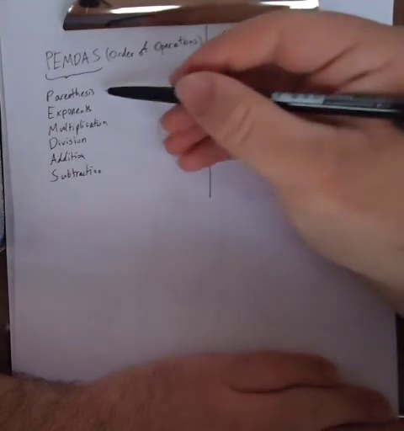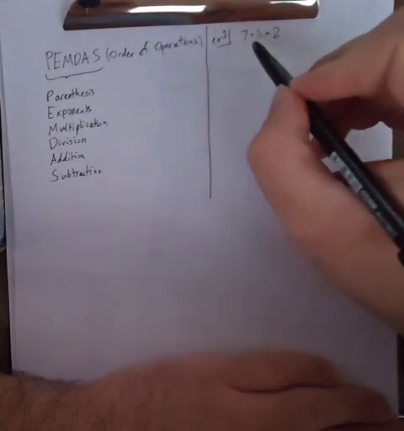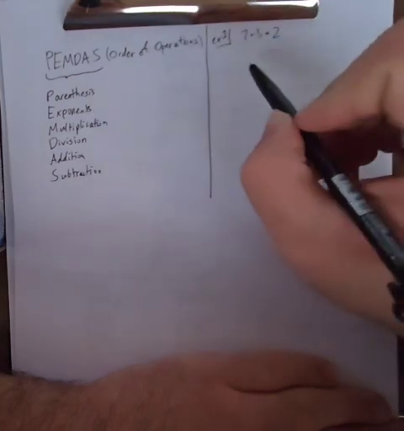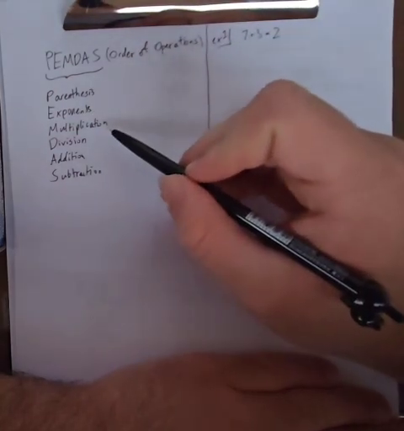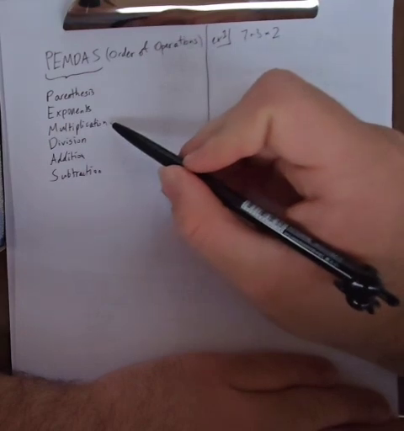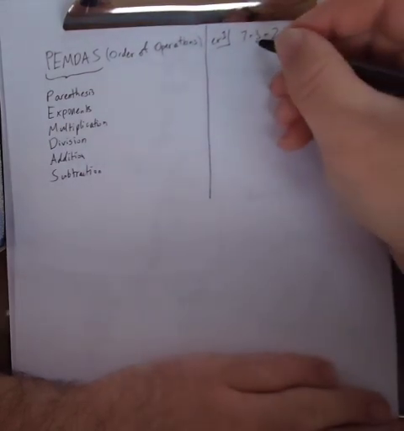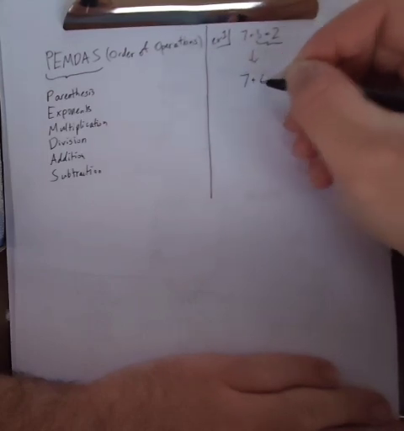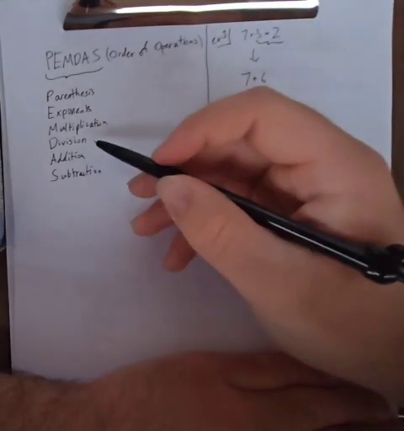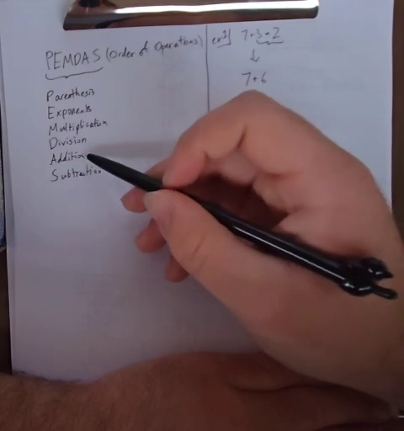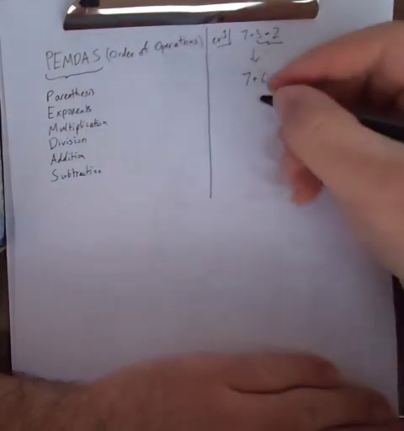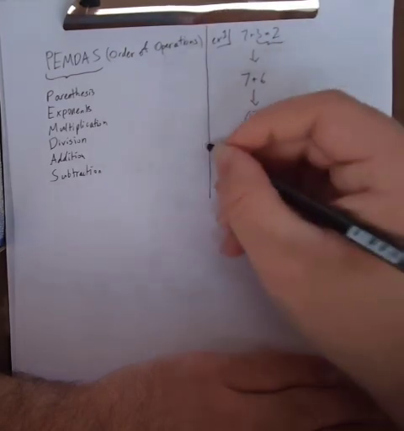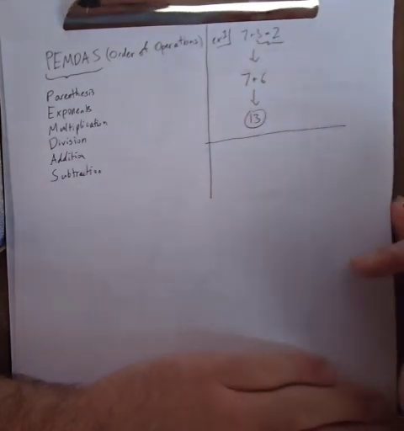So first we say, are there any parentheses? Well, no, there's no parentheses here, nothing to evaluate. Any exponents? There's no exponents either. Is there multiplication or division? There is multiplication, 3 times 2. So we prioritize this. 3 times 2 is 6, so it just becomes 7 plus 6. There's no more division. Is there any addition or subtraction? Yep, there's still addition of 7 plus 6, which is 13. So that's a relatively simple example.